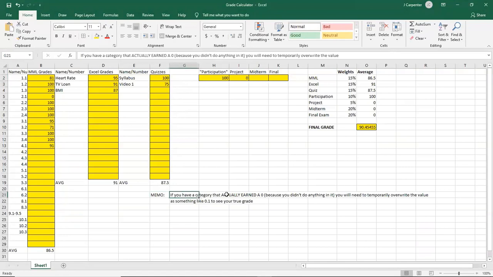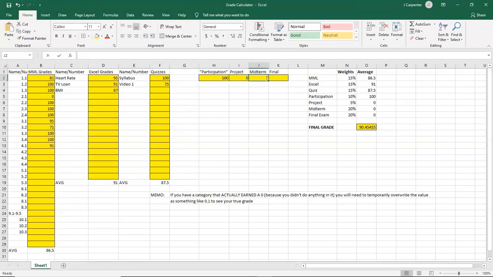If you have any category that you actually earned a 0 across the whole thing because you didn't do it, you will need to temporarily overwrite the value as something like a 0.1 to see your true grade. So I did not do the project, which means I earned myself a 0. But because of the wackiness of Excel and those things I was talking about, if you put a 0, it thinks it's blank, which means it's not actually accounting for it.